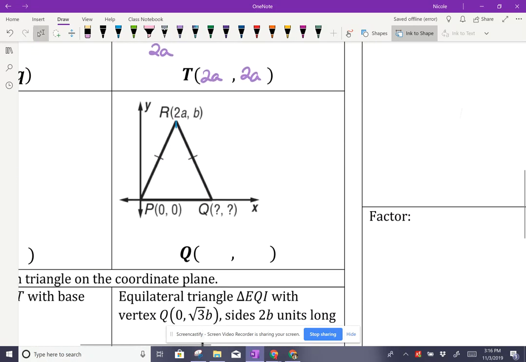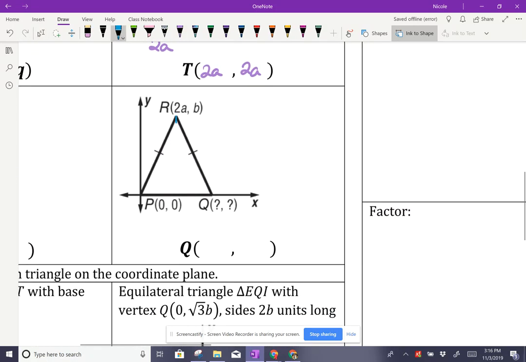All right, our next one, we have another isosceles triangle. So that means we are going to drop an altitude from P to that point on the base. If you look at the location of R, we're 2a steps over. So if I go another 2a steps over, that means my x is at 4a. And then we have not left the x-axis, so our y value is going to be 0.